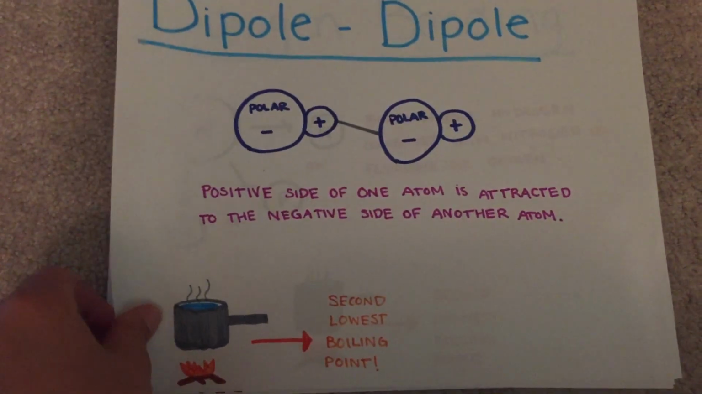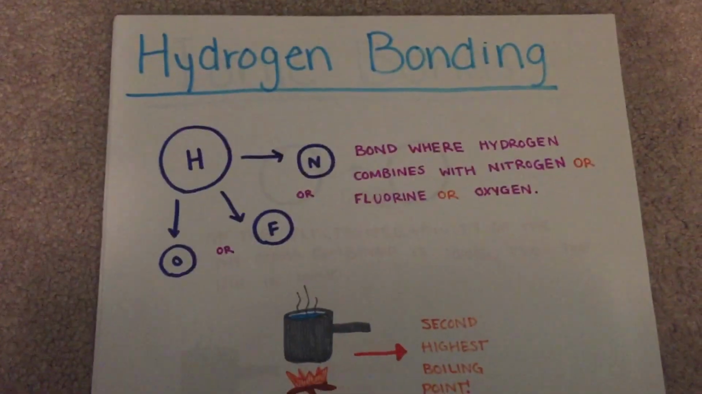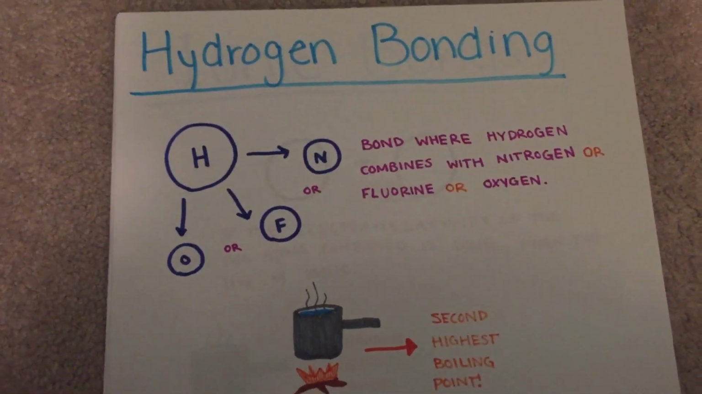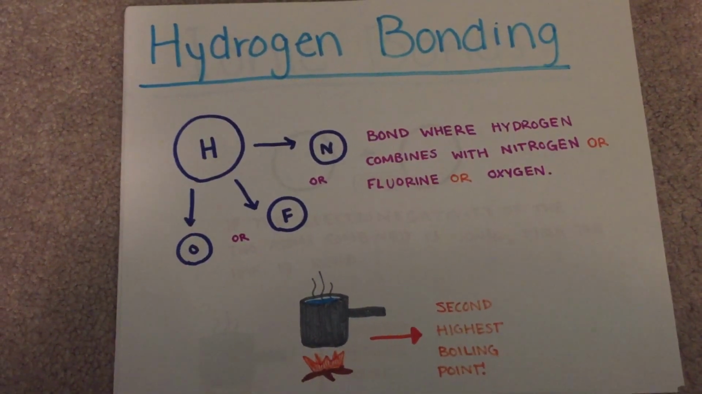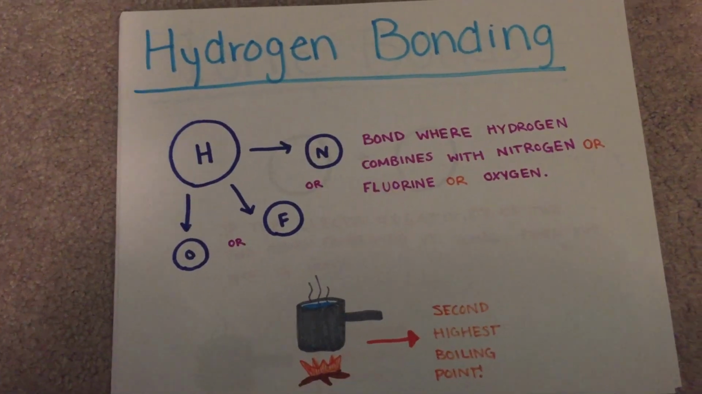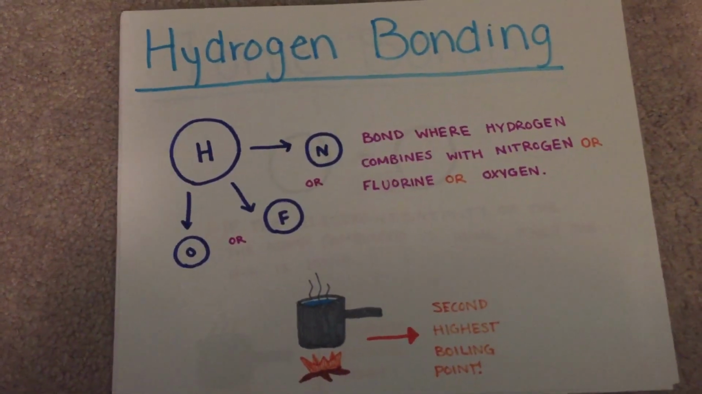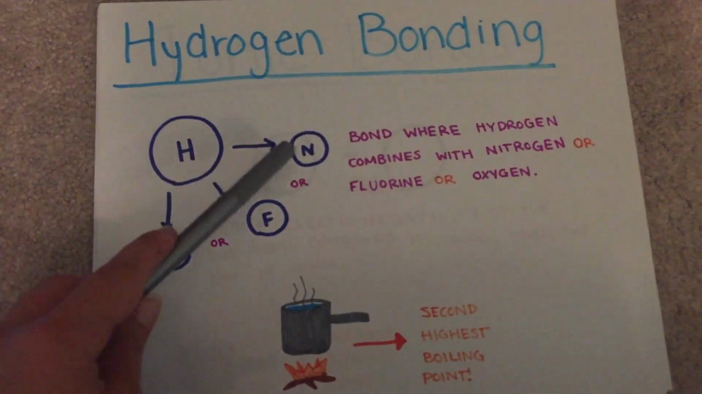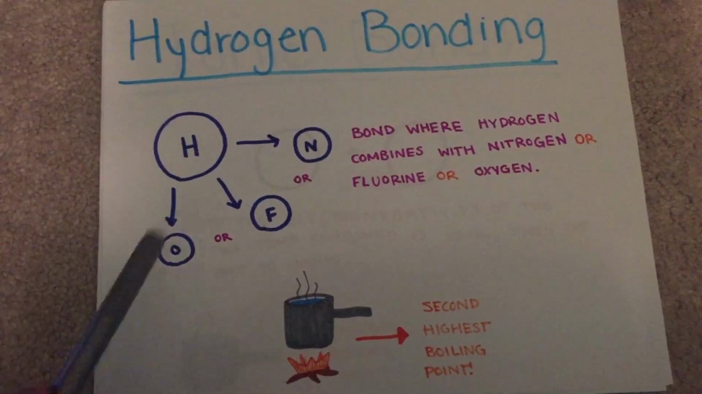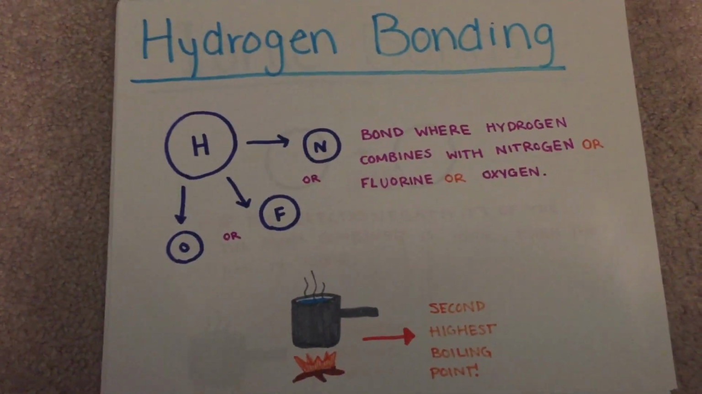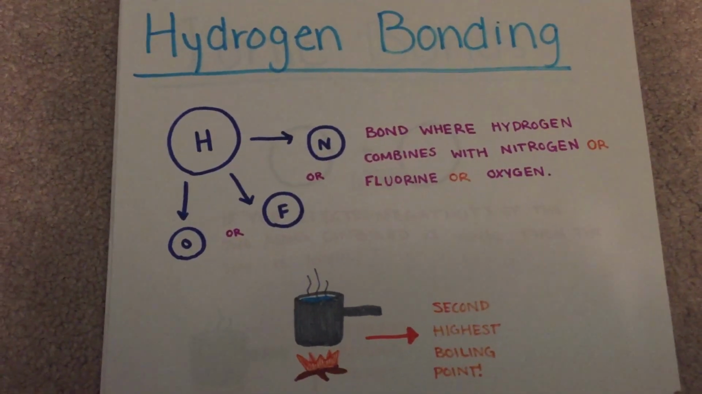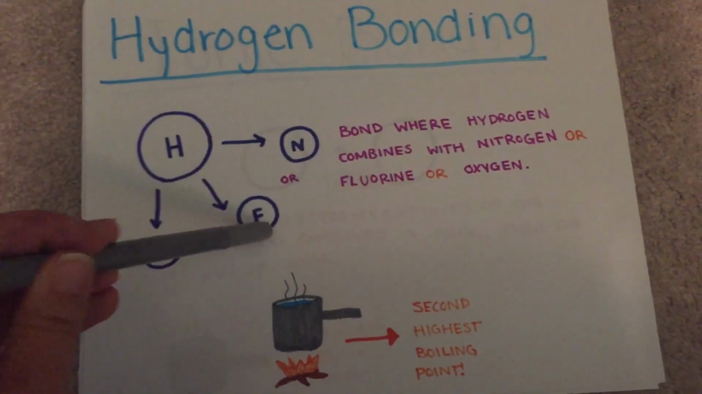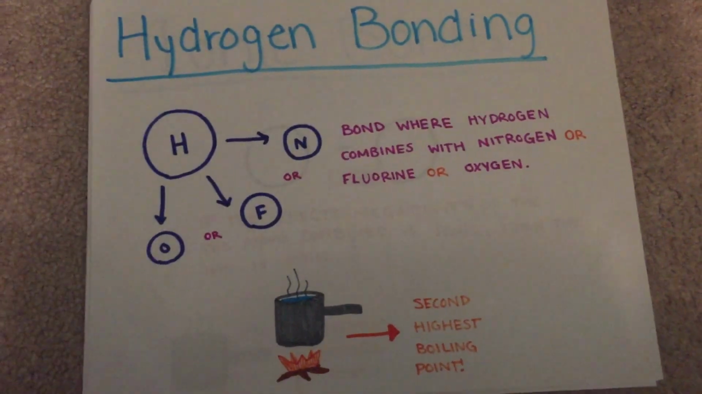The next IMF we're going to talk about is called hydrogen bonding. So hydrogen bonding is similar to a dipole-dipole bond, where they're both polar atoms, except in hydrogen bonding, this is a bond where hydrogen combines with either nitrogen, fluorine, or oxygen. Hydrogen can bond with any single one of these.